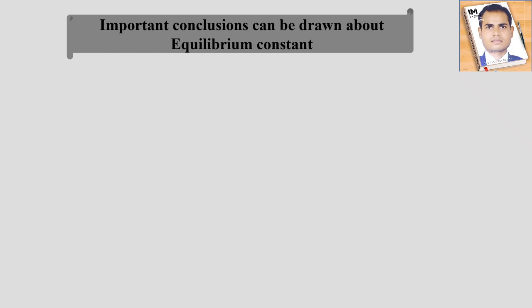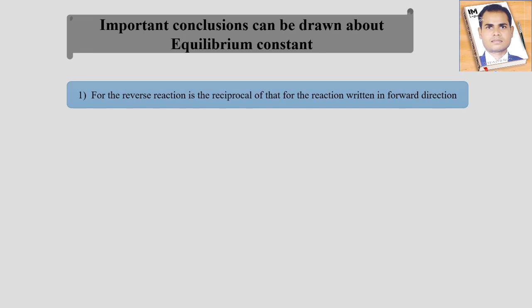In this video lecture, we are going to study important conclusions that can be drawn about the equilibrium constant. Now, some conclusions are given for the equilibrium constant. The equilibrium constant for the reverse reaction is the reciprocal of that for the reaction written in the forward direction. So that will be the first important conclusion.